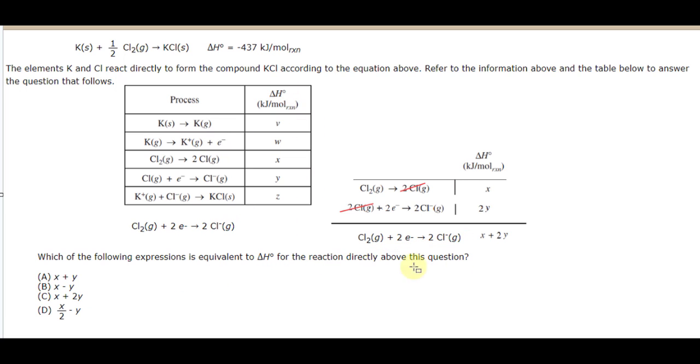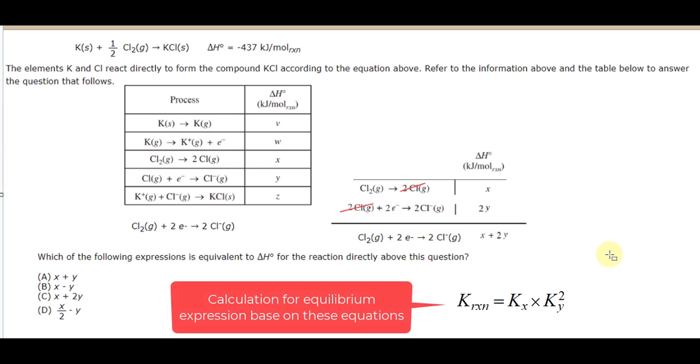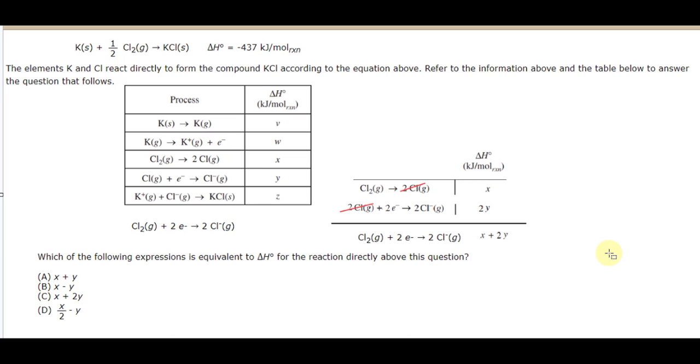With enthalpies, we add whenever we add equations, or if we reverse them, we change the sign, or if we double them, we double their amounts. And that's not true for equilibrium expressions, which you would have to multiply and square. So that's the explanation. But let's go to this entire reaction, because that's used quite often in AP exams.